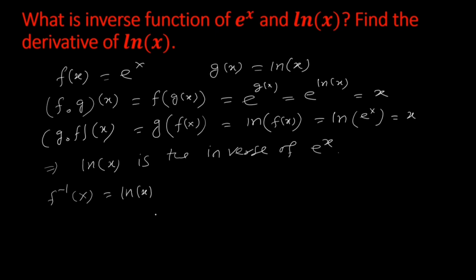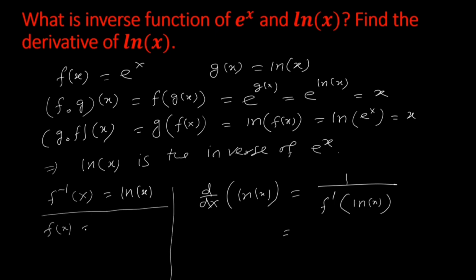Now to find the derivative of ln x, we have d/dx of ln x, which is equal to 1 over f dash of f inverse x. f is e to the power x, so f dash x is also e to the power x. So we have here 1 over e to the power ln x, which is equal to 1 over x. So therefore the derivative of ln x is 1 over x.